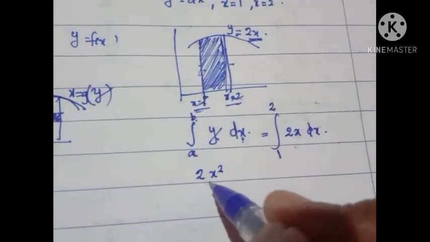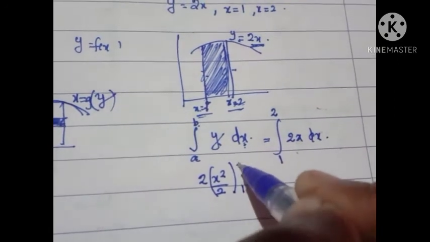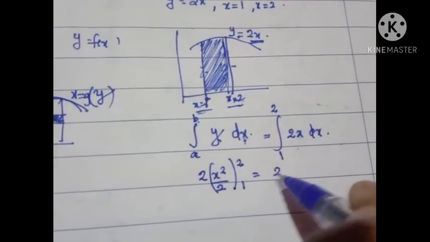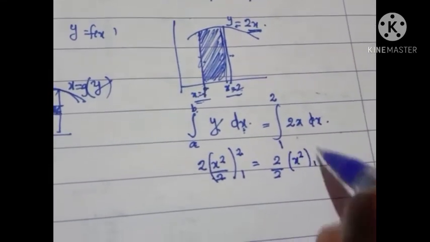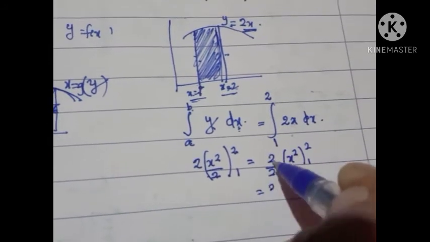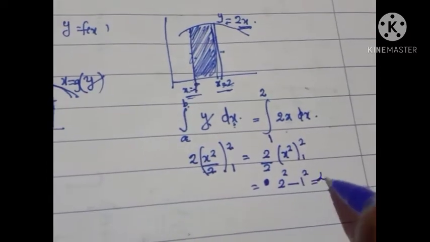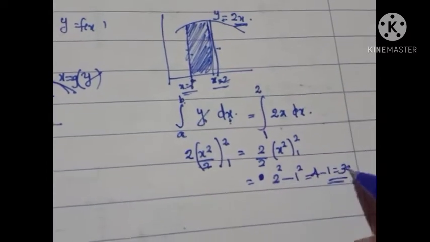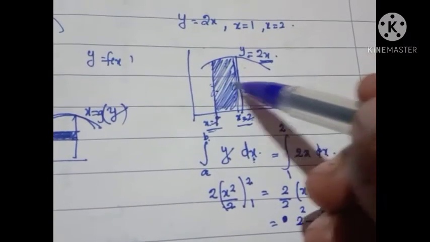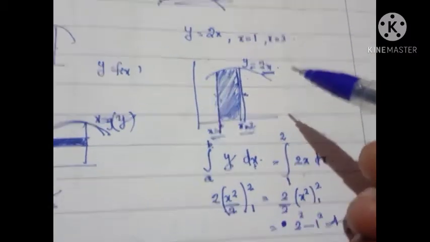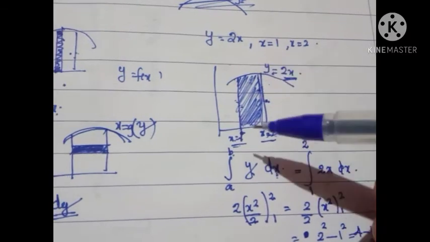On integration we get x square by 2 within the limits 1 to 2. Here 2 by 2 is a constant, so take it outside: x square from 1 to 2, and 2 by 2 is 1. Now apply the limits: 2 square minus 1 square, which is 4 minus 1, equal to 3. So 3 square units is the area under this curve between these two lines and above the x-axis. This is the type of problem we are going to discuss in this session.